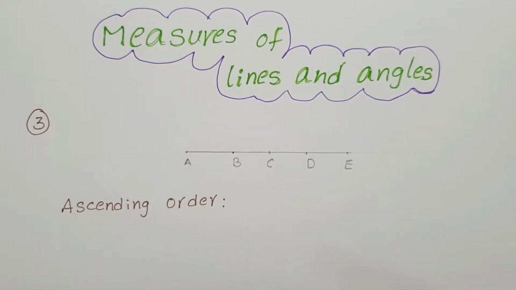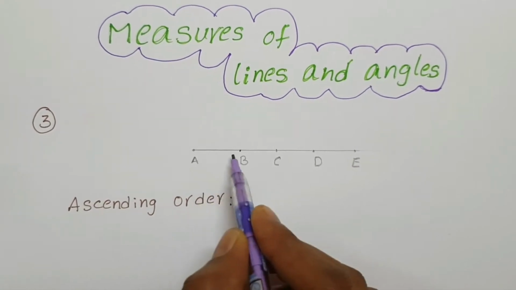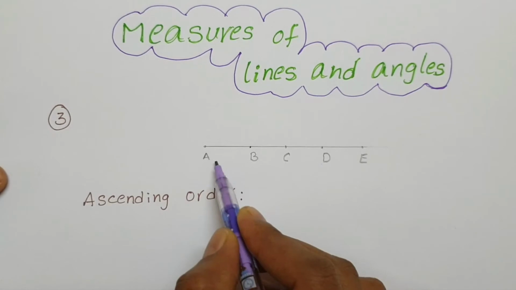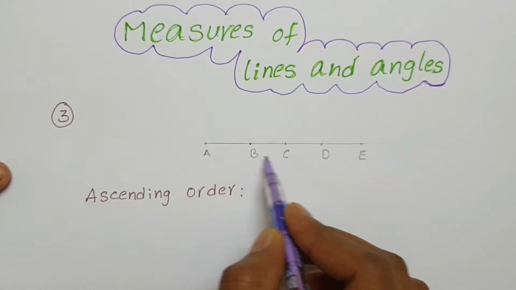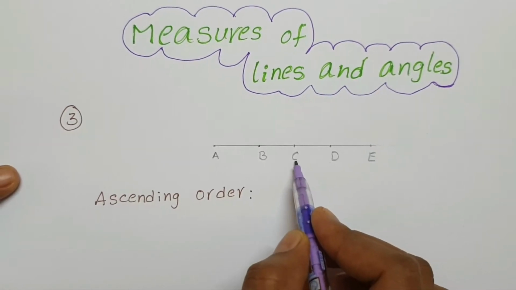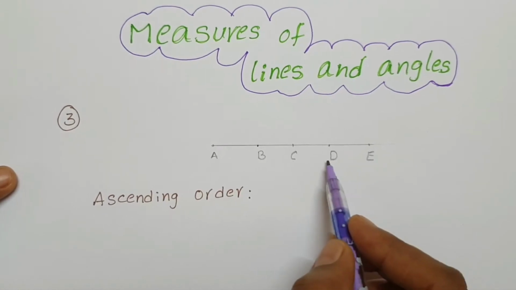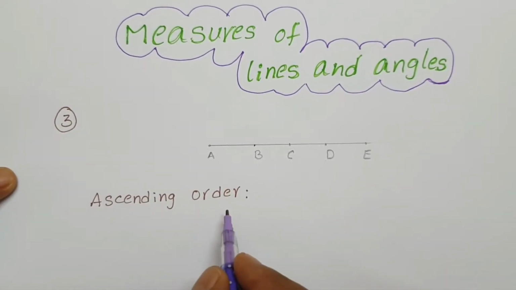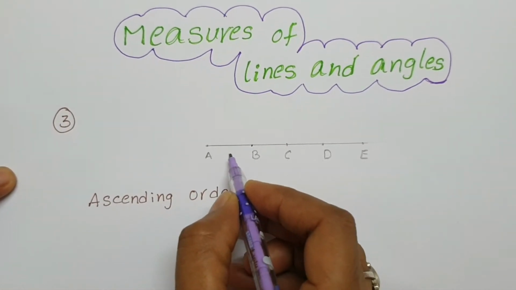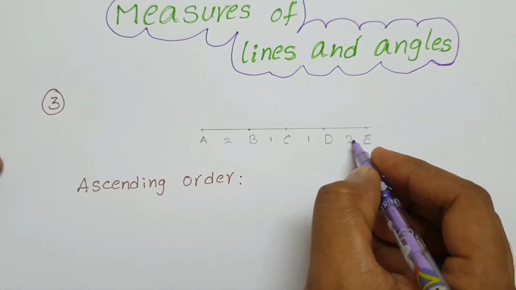See this answer. So third one, they gave line segments. What are the line segments here? AB, AC, AD, AE. And next BC, BD, BE. Next one, CD, CE. Next DE. Write these in ascending order, means small to big. Here observe, write some measurements. Here 2, 1, 1, 2 take.